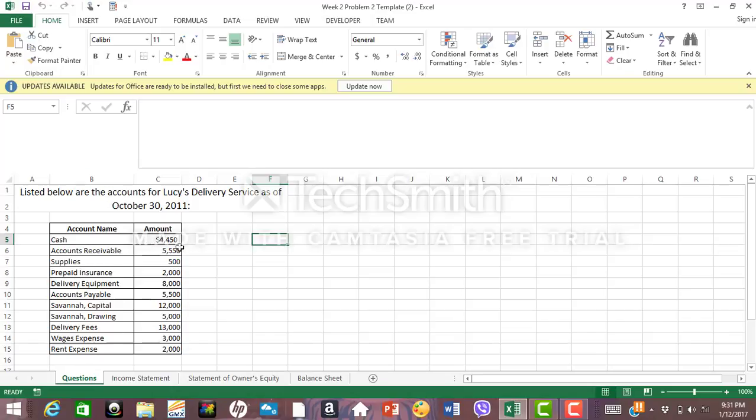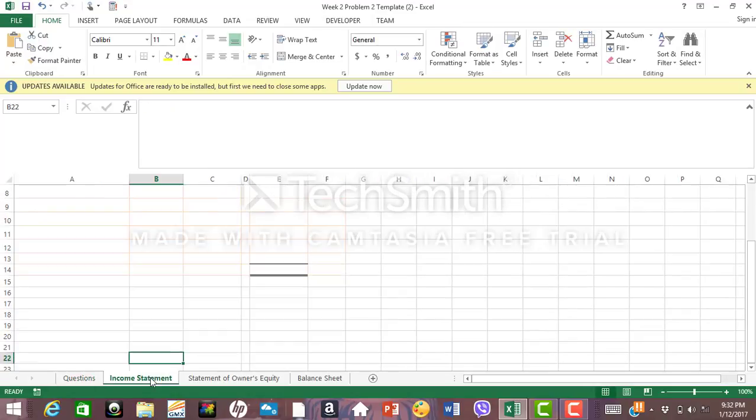We automatically should know where they belong. Cash belongs in assets, accounts receivable belongs in assets, prepaid insurance in assets. Accounts payable belongs in liability, capital and revenue belong in owner's equity, and wages expense and rent expense fall under owner's equity. And unfortunately, delivery equipment is actually a car. I don't know why I thought it was delivery fees. That would be under assets as well.